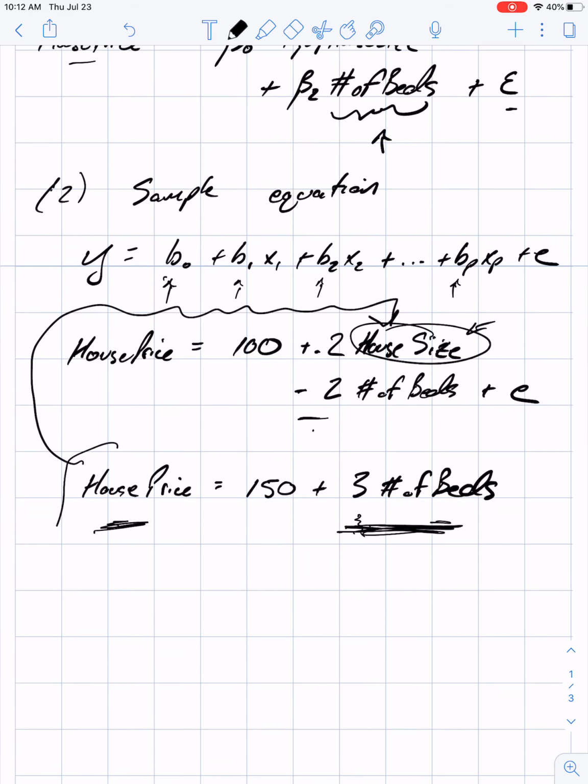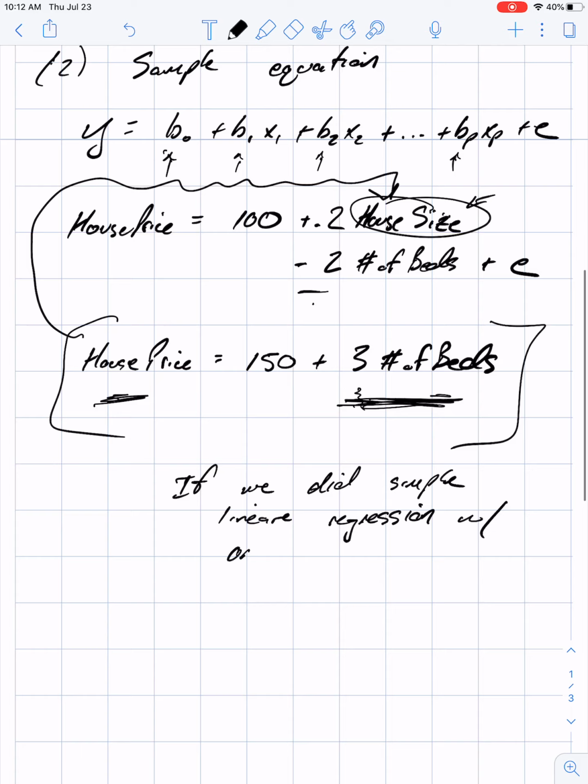So this was just kind of if we did simple linear regression with one independent variable.